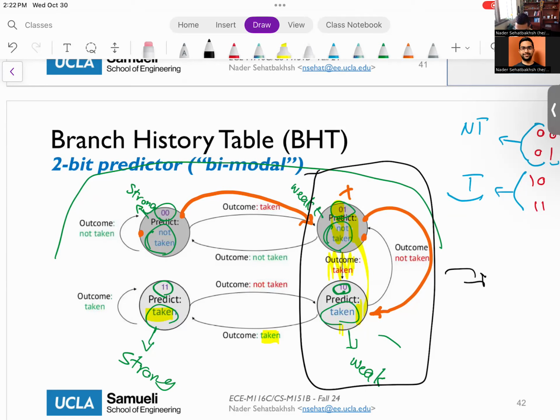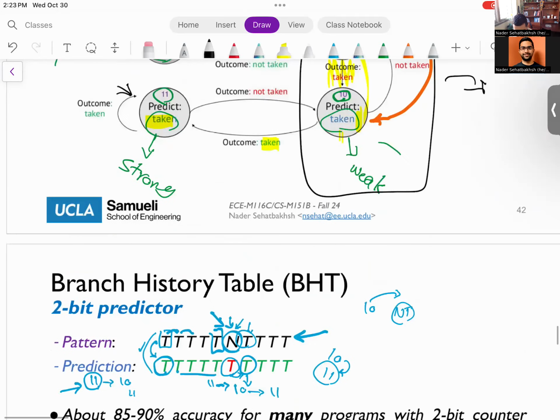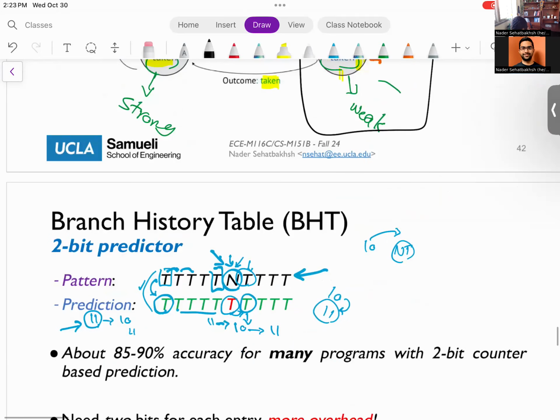But now what we are adding is these two states, strong taken and strong not taken. What they add is that if you have a sequence of taken, taken, taken, or not taken, not taken, not taken, then we're going to switch to this stronger state and we're going to stay in those stronger states. Okay, so that's the difference between a 2-bit branch predictor and a 1-bit one, and you can follow the same sequence that I gave you.